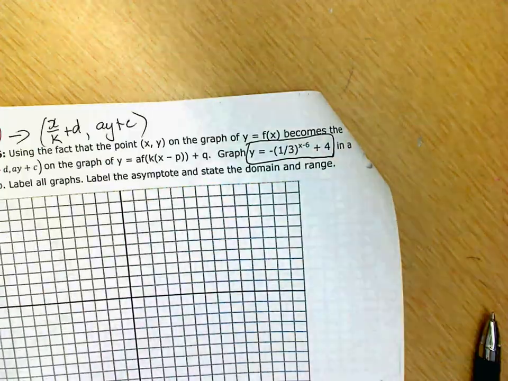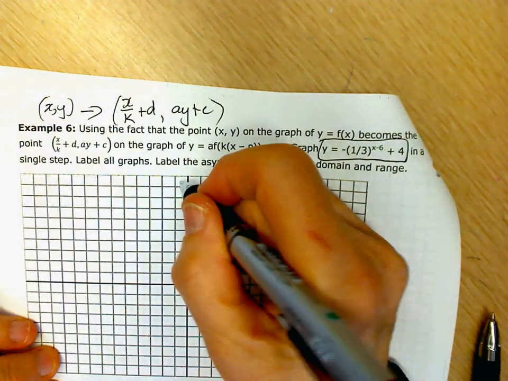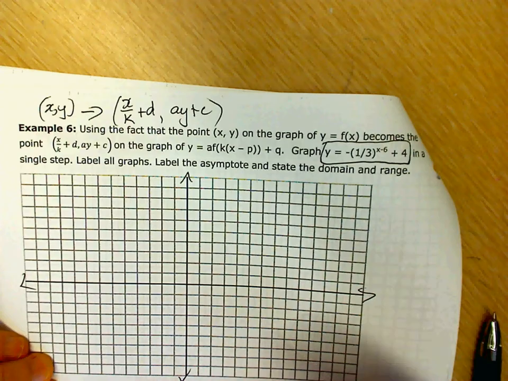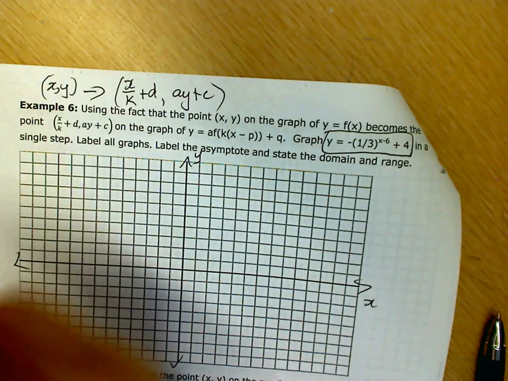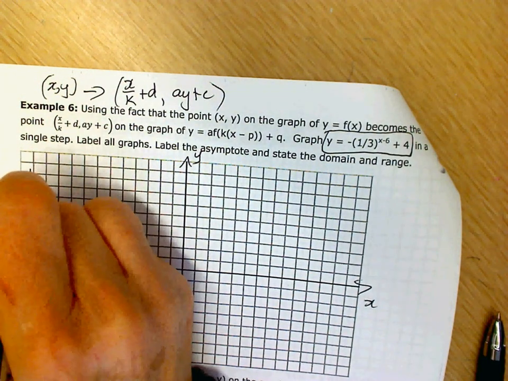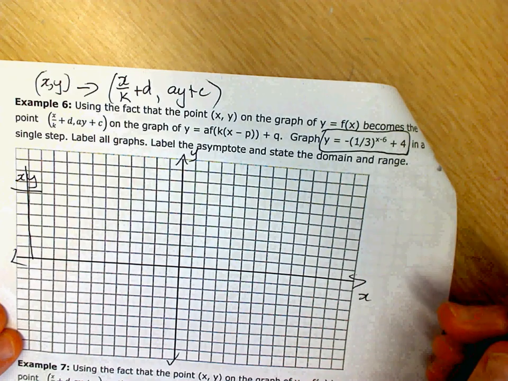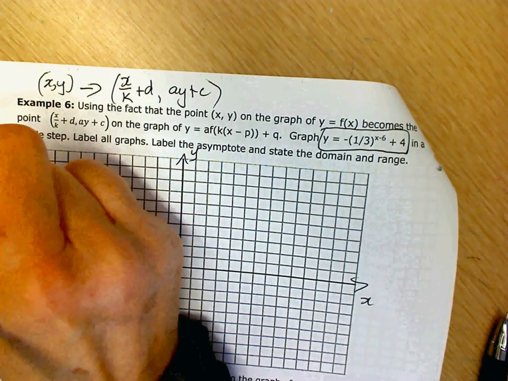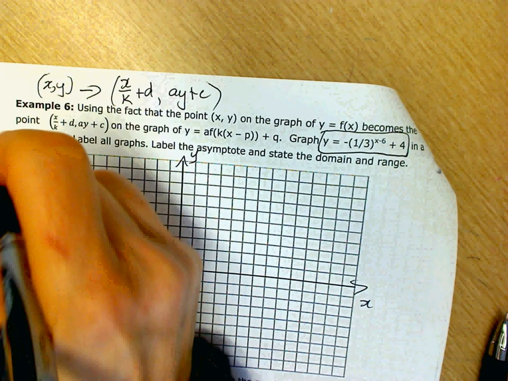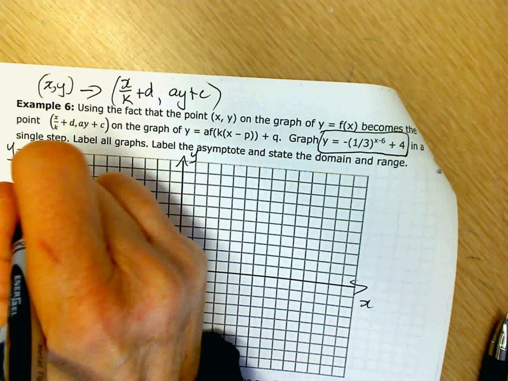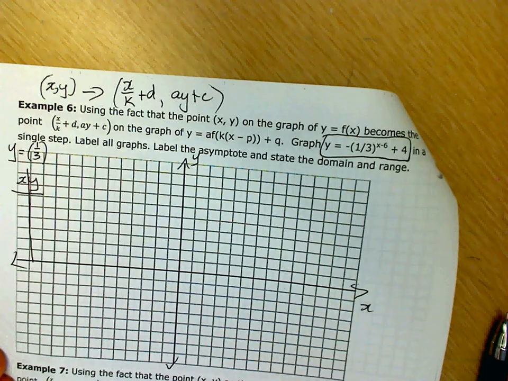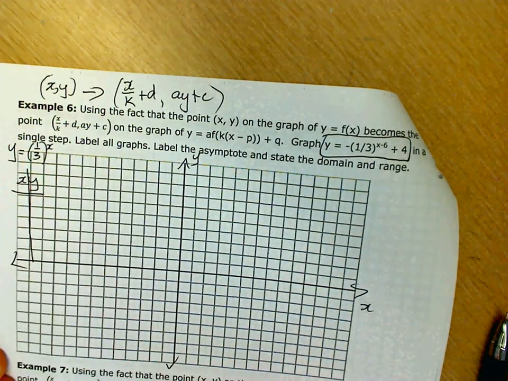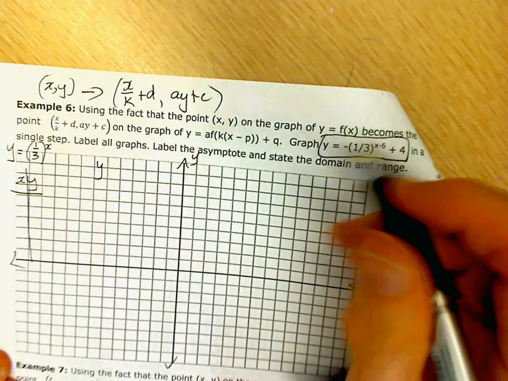Let's label our axes properly. We'll do a table of values here for the parent, and then we'll transform them. So this will be y equals 1/3 to the x. Alright, this is y equals 1/3 to the x. Then we'll do our revised table of values for the transformed function.